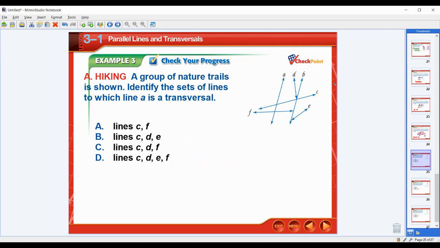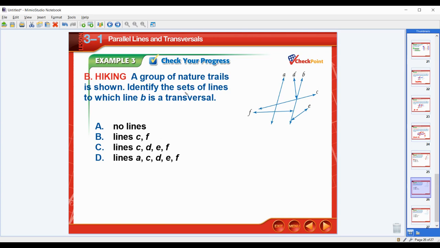Moving on here. A group of nature trails is shown. Identify the sets of lines to which A is the transversal. So what line here makes A transversal? We need to at least list two lines. So remember, the transversal is the line that goes through two or more lines. Looks like our only option here, A will intersect through C, and A will intersect through F. So the only two lines that we could say for this would be lines C and F, which is option A.